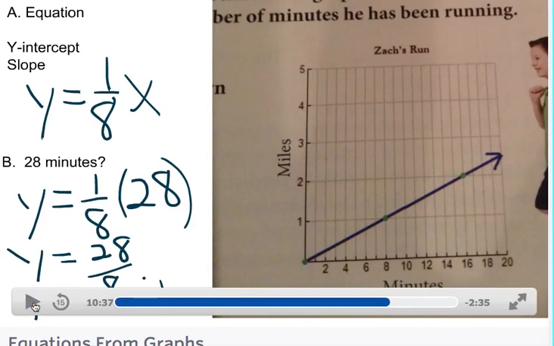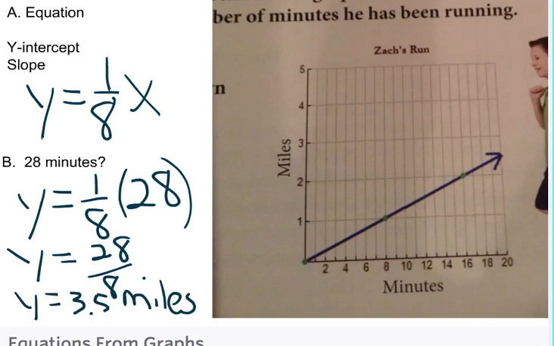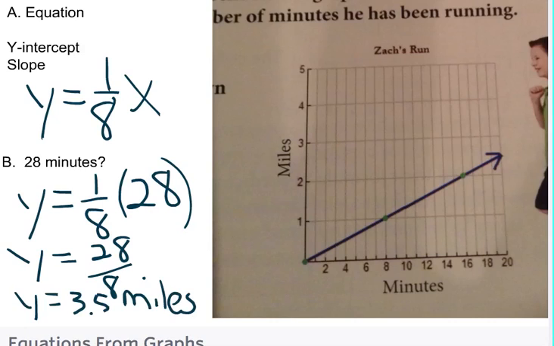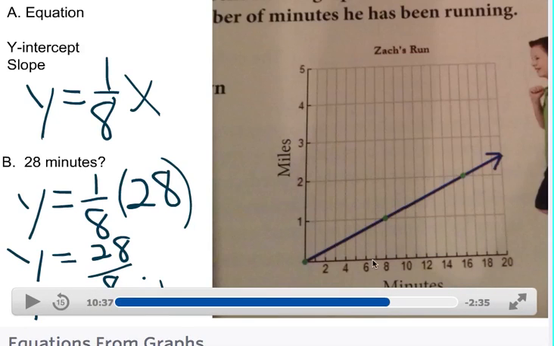So I'm going to stop this right here. I had to speed it up a little bit, but we can stop this in class and go over it. But this is the equation that we came up with. Then we put the value of 28 in for the counter. So we replaced x with a 28. 1/8 times 28 is 3.5. So if this graph could go out to 28 minutes, this line would go up to 3.5 miles. Be about right there.